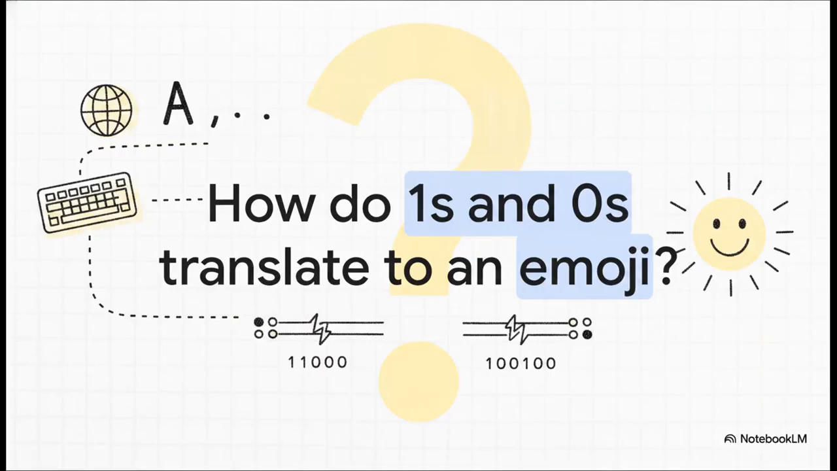So, here's the central problem we've got to tackle. At a hardware level, computers only process binary electrical signals, right? Just endless patterns of ones and zeros. How in the world do we get from a raw electrical pulse to a fully formatted text document complete with global symbols and smiley face emojis?